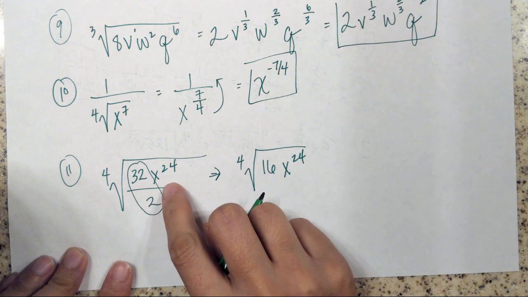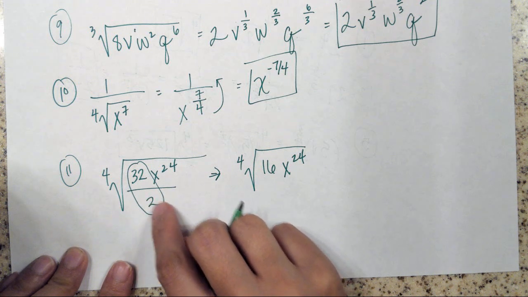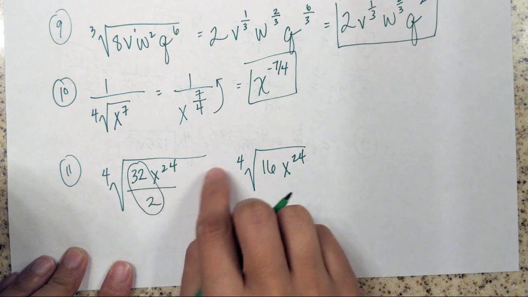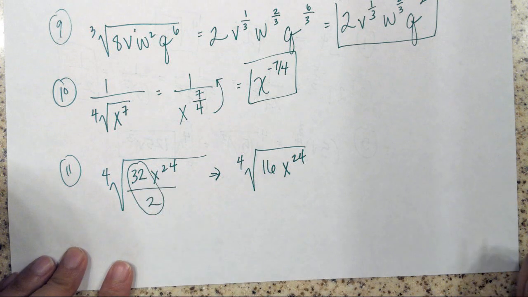Now the 2 does not distribute to the 24th because you're not adding. It's just 32 divided by 2. So it's going to go like this. It's kind of like if you had 1/2 x. It stays just like that.